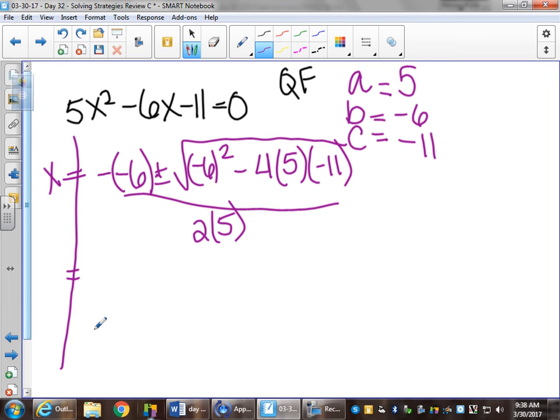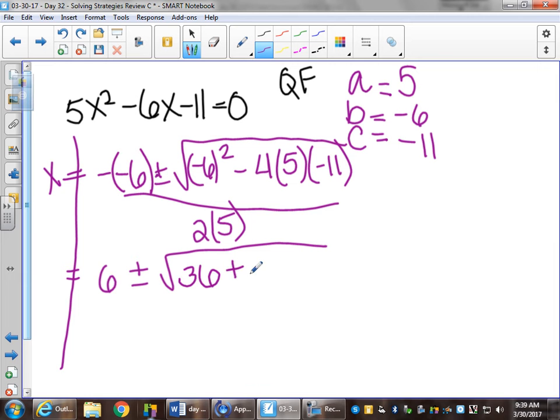Emily. How am I going to simplify our first part? We have a negative 6. Yes, 6. Is my sign going to be a negative or positive? It's going to be positive because the negative times the negative is positive.